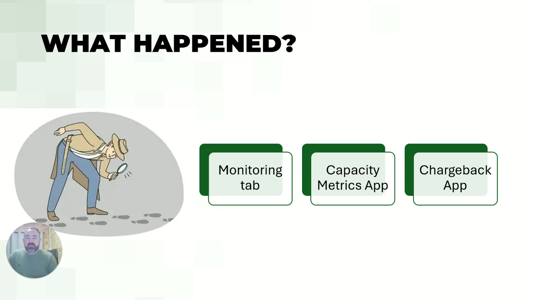We've got the monitoring tab that's built into Fabric. We've got the capacity metrics app, which will tell us what's happening in particular across the capacities. And then we've got the chargeback app, that we'll use to find out who has caused the issue.